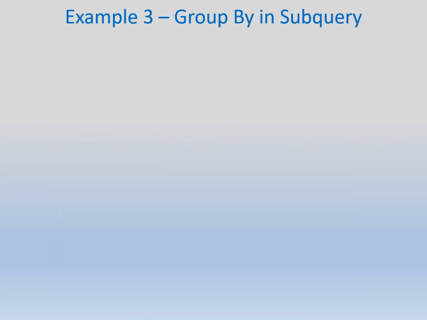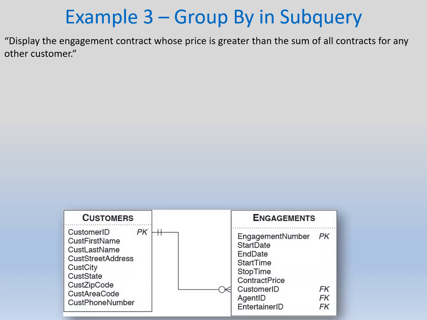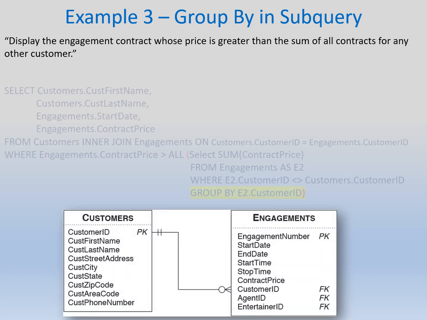For example 3, we will have a subquery and the group by will be within the subquery. The request: display the engagement contract whose price is greater than the sum of all contracts for any other customer. So we see here we will need a subquery to calculate the sum of all contracts for any other customer. The same data model, two tables, customers and engagements.